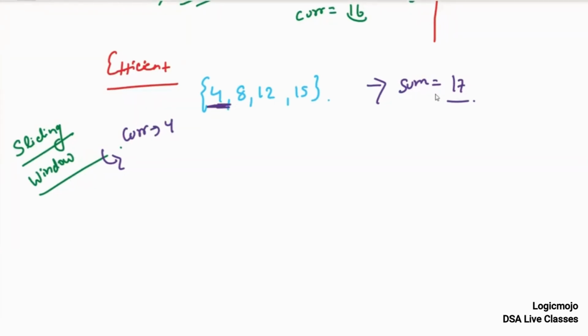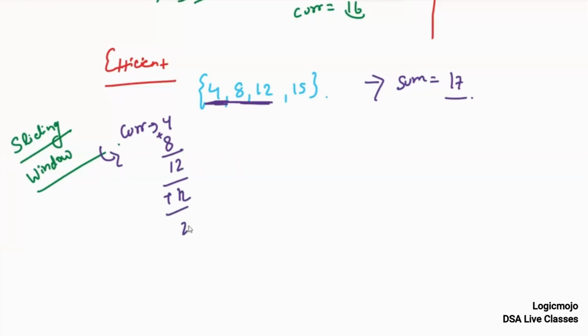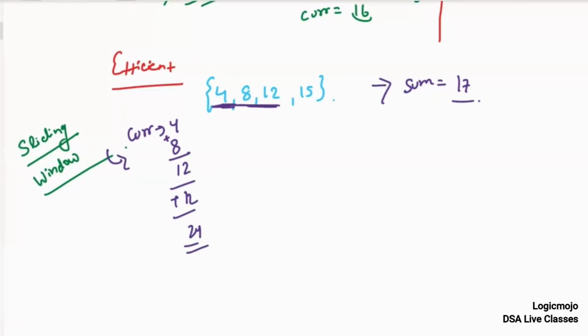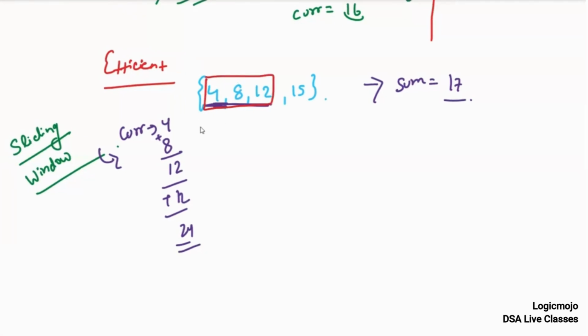Now we see that this 4 is for sure less than 17. We keep on adding. We add 8 to this, and now our current window sum becomes 12. Still it is less than the sum, so we keep on adding. After adding 12 to this, it becomes 24. So this window cannot be a subarray, because the sum is already greater than 17. So we need to remove some elements from the window.